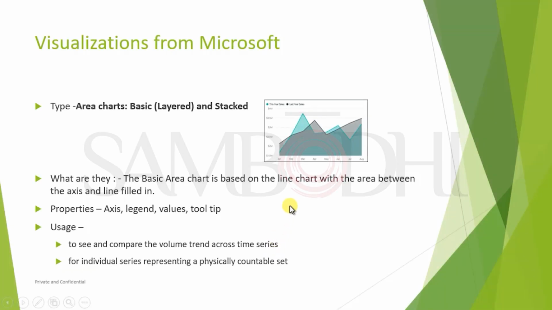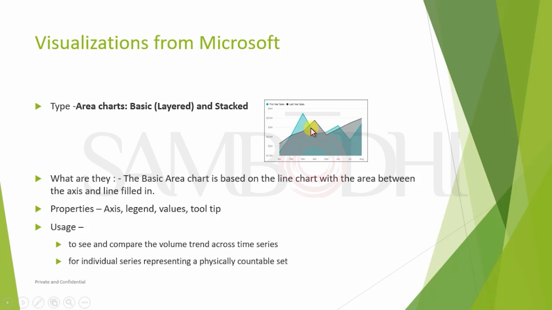We move to our next chart, which would be area charts, basic layered or stack chart. So the basic area chart is based on the line chart with an area between the axis and line filled in. So what it tries to tell you is this is one line chart based on one particular value. This is another chart based on another particular value, and the area below it is colored. So this will clearly tell you what is overlapping and what is not overlapping.